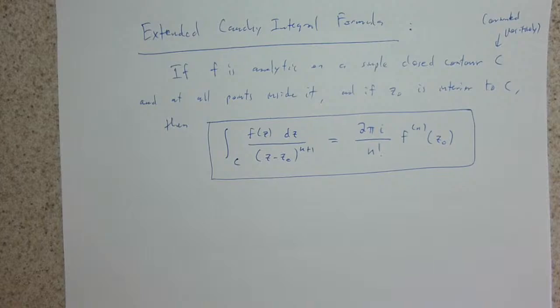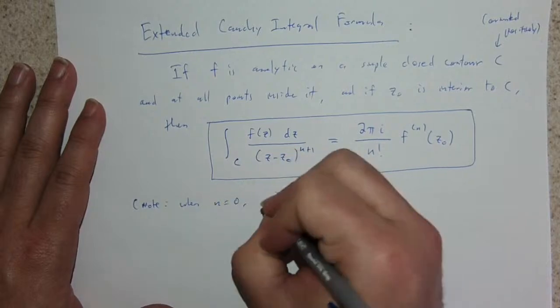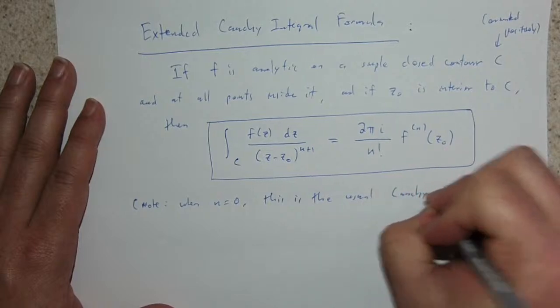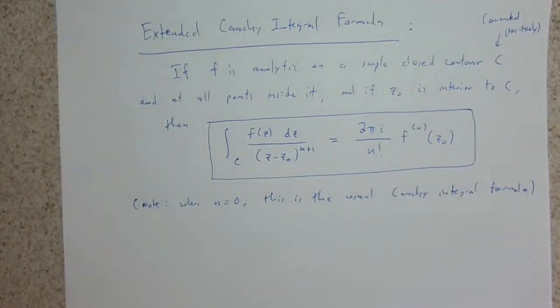Notice that when n is equal to 0, this is just the usual Cauchy integral formula. 0 factorial is 1. How could this be? Well, we're going to see that, like I said, in the proof of this that I'll do on Monday. We'll see exactly how this works out, but take this for granted for now.